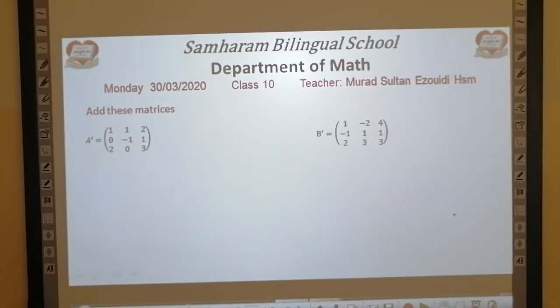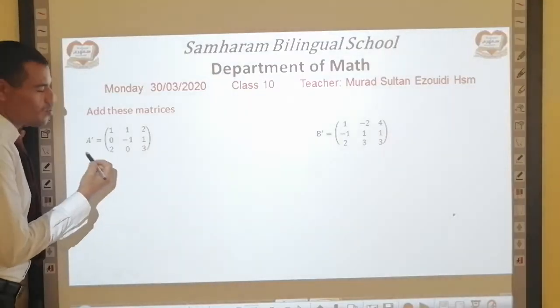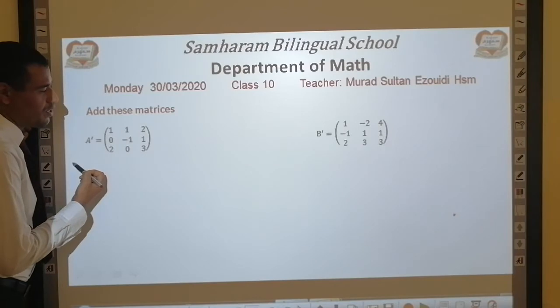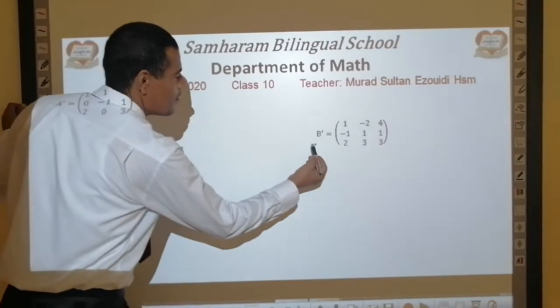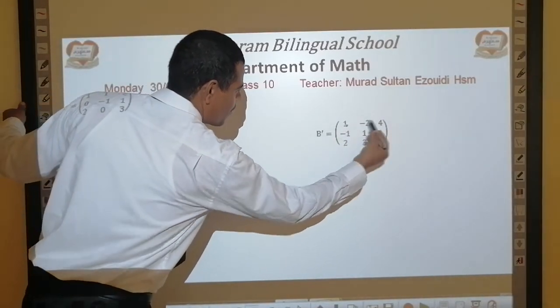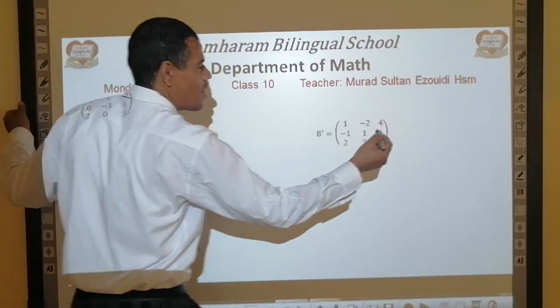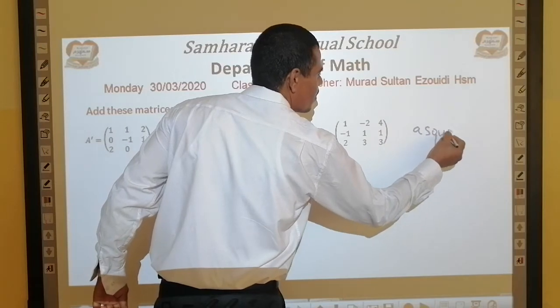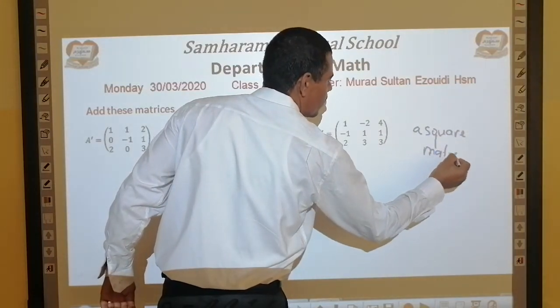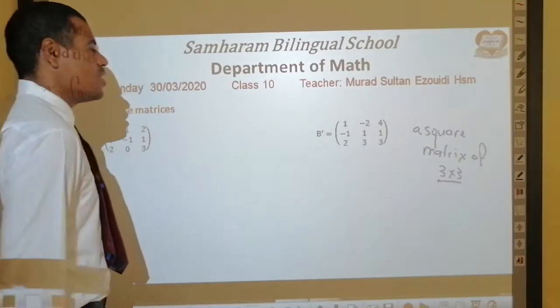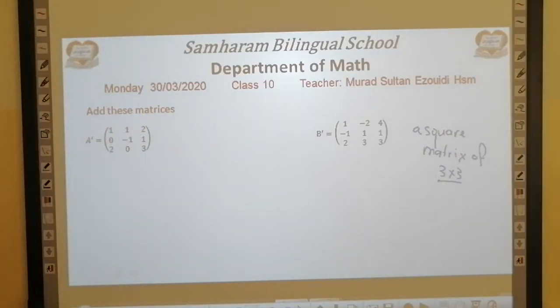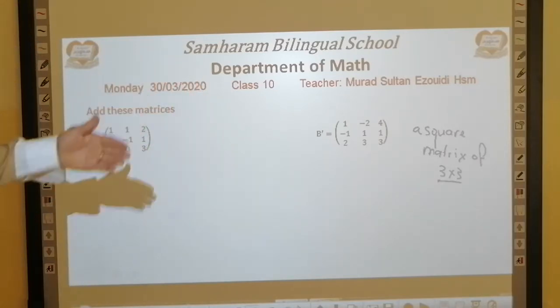Okay. The next example. Now if we have A prime, it is a square matrix, and the order of this matrix is 3 by 3. Why? Because we have 3 columns and 3 rows. Also, B prime consists of 3 rows and 3 columns. So this one is a square matrix of order 3 by 3. We can also read it as of order 3 because it's a square matrix.